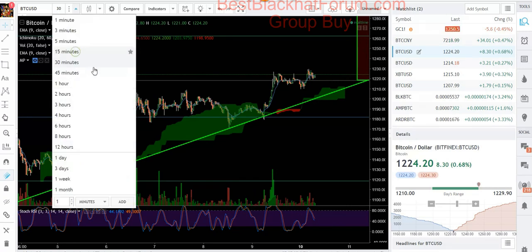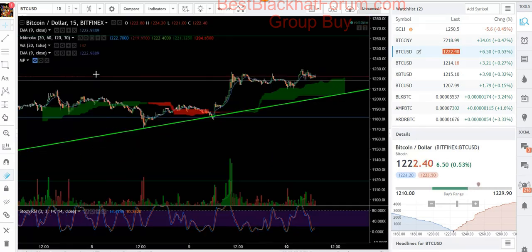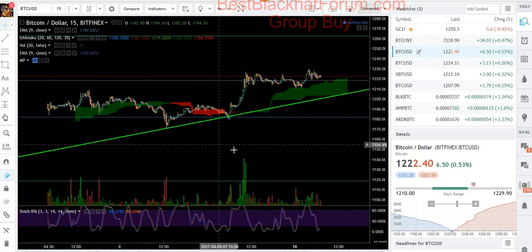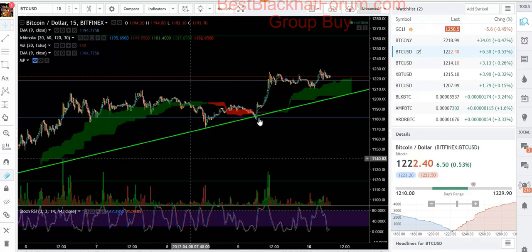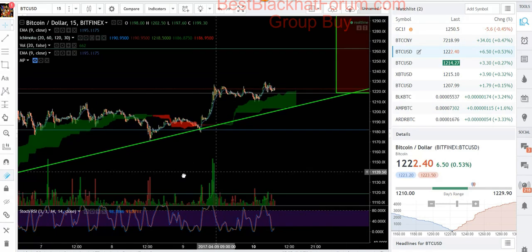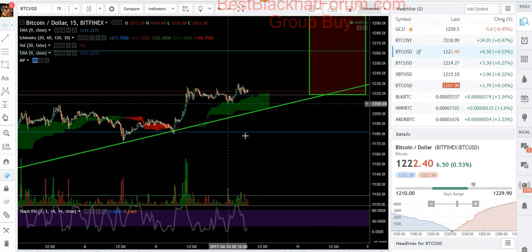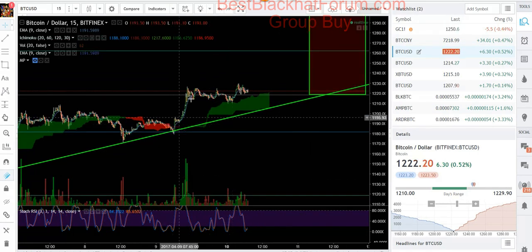Okay, 15 minute. In the 15 minute, since we bounced right here, it seems pretty nicely like it's respecting this 15-minute cloud. We made a nice impulsive move up. We kind of flagged out a little bit.